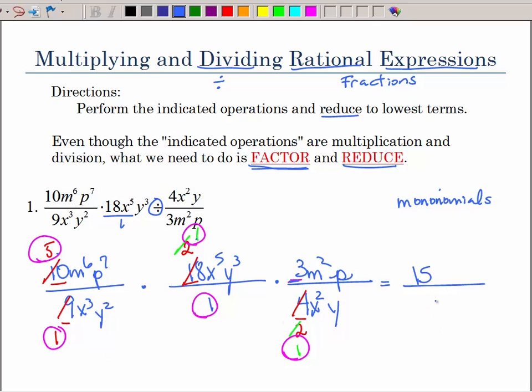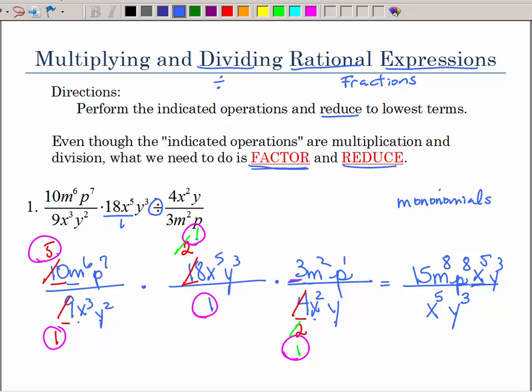Now how am I going to start condensing? I'm going to take these M's and combine those, and remember, keep the base, add the exponent, so that would be m to the 8th. P's, keep the base and add those exponents, remember that's a 1, so that's also to the 8th. And then I have x to the 5th y cubed. On the bottom I have x cubed and x squared, keep the base, add the exponents. Y's, remember that's y to the 1st, so keep the base and add the exponent.